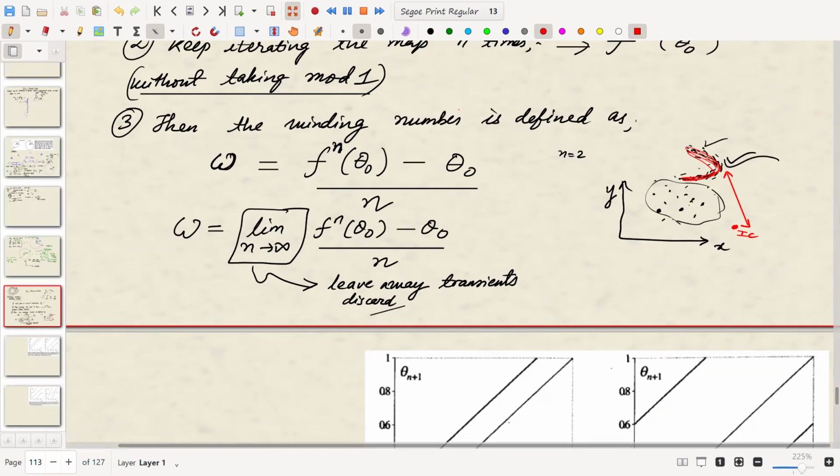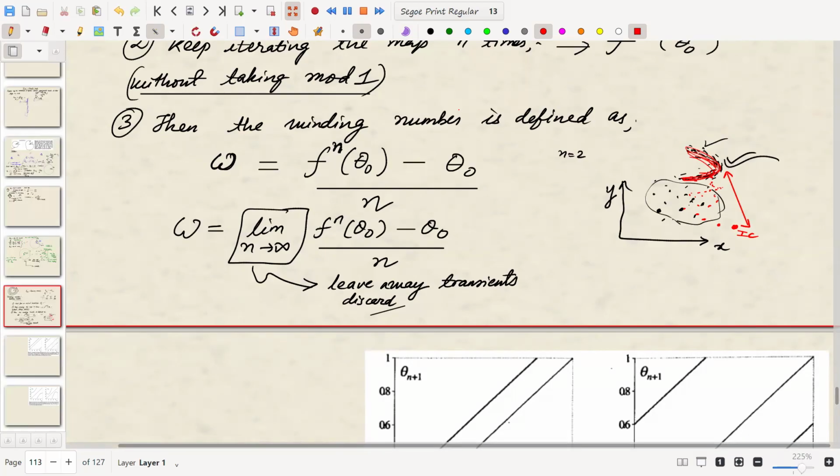Now, how can you expect it to magically go to the chaotic attractor? It will take some steps, right? It will go like this. It will try to go to the chaotic attractor. It will find a way. Slowly it will converge here and then start iterating and converge to the chaotic attractor. So the movement from the initial condition to the chaotic attractor is the transient. That you have to discard.